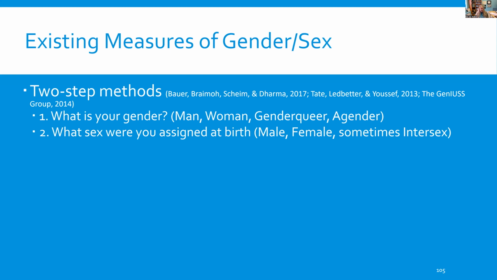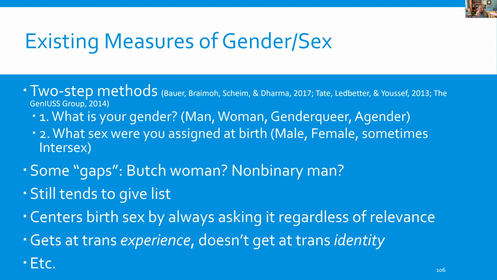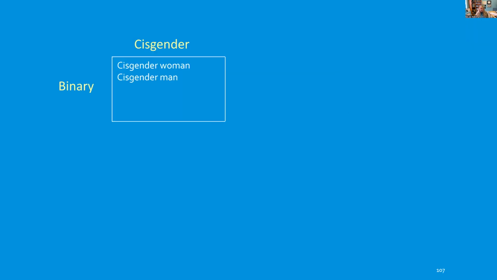And that's really progressive compared to what's available. But it still leaves some gaps, which remember are people. Like if you're a butch woman, how do you indicate yourself there? If you're a non-binary man, for example, it still tends to give a list. And one of the things about lists is that people can feel excluded when their existence or experience or identity doesn't pop up. And it also can be problematic to have to check yourself into a box that doesn't fit you. It centers birth sex by always asking about it, regardless of relevance. And while it gets the trans experience, it doesn't actually get a trans identity. And there are other criticisms that have been made by gender sex minority communities, scholars, and others.